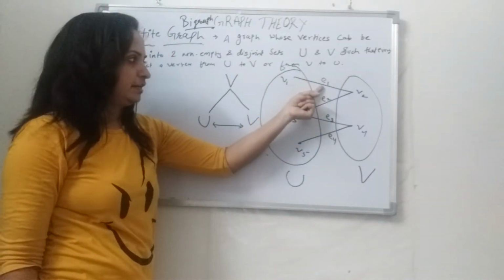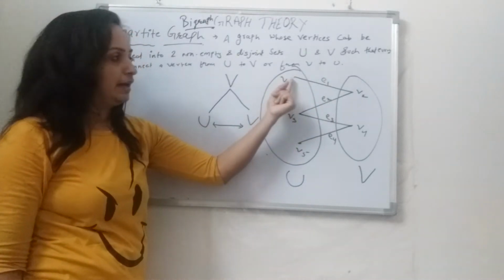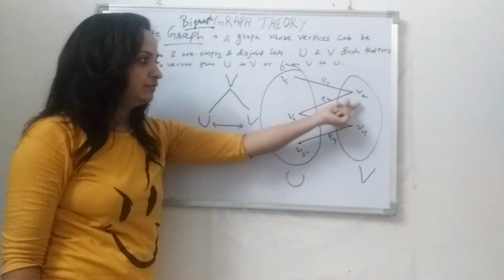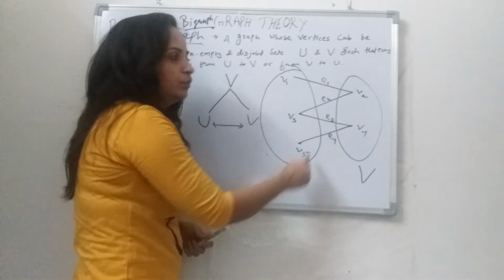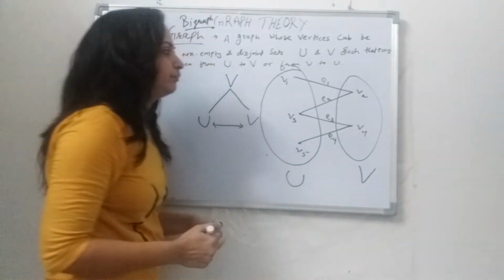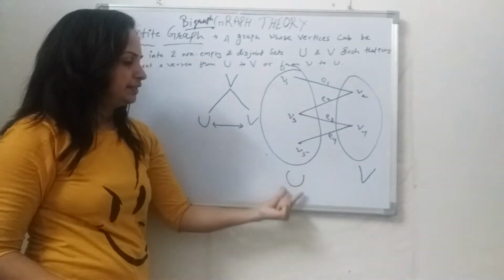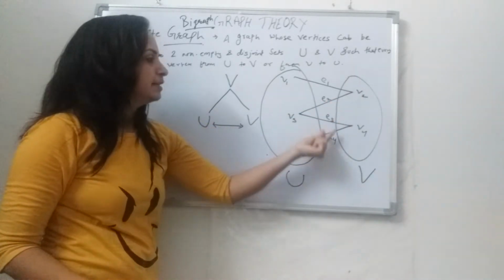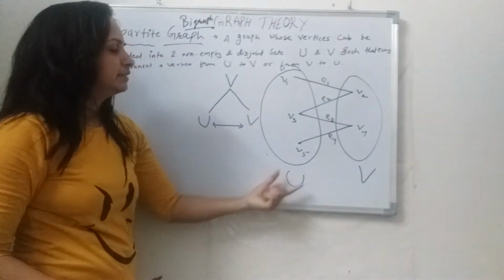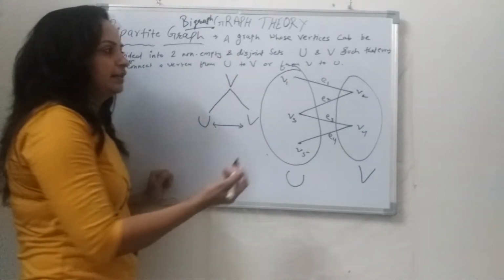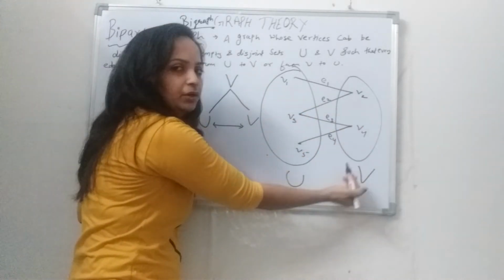If I talk about the edge E1, it has the starting point in this set U, vertex V1, and the ending point in set V, vertex V2. So it connects V1 to V2, a vertex from set U to a vertex from set V. Secondly, if I see the edge E2, the starting point is in set U, the ending point in set V. Same like E3. So I can see the definition this way also, that the edges of the graph have the starting point in one set and the ending vertex in the other set.